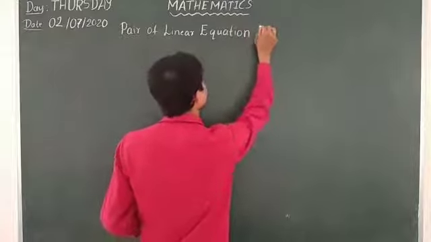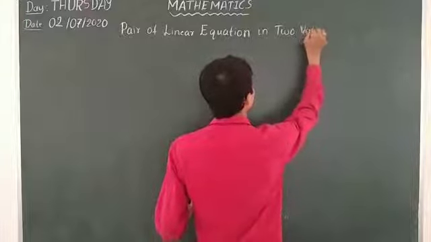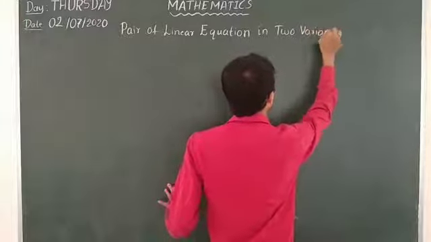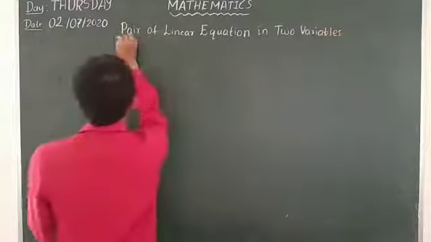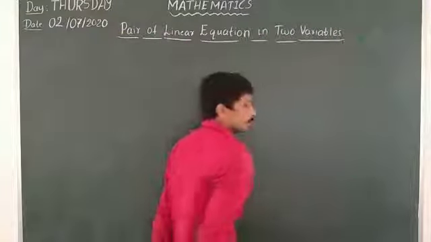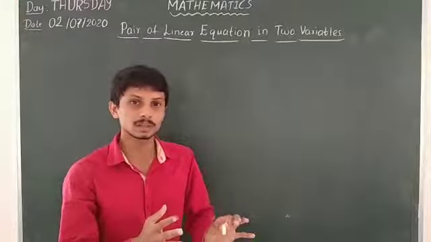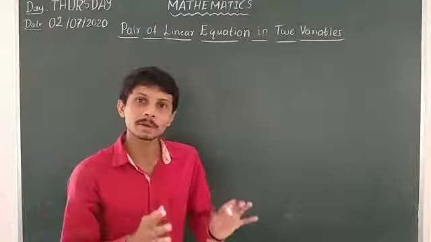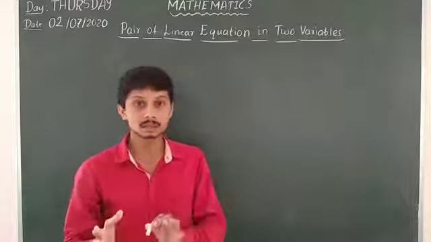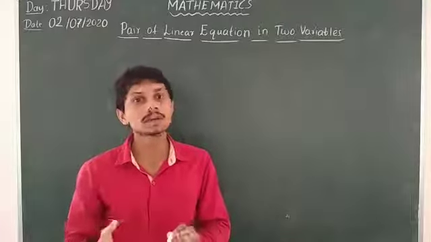Pair of linear equations in two variables. So here, pair of linear equations in two variables. Just consider pair of linear equations in two variables. That means the linear equation containing two unknown variables.